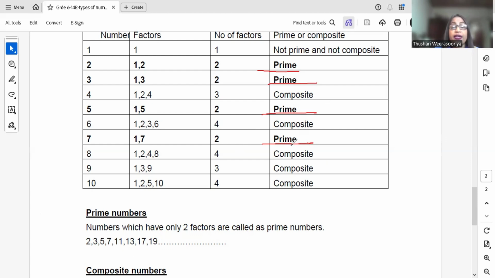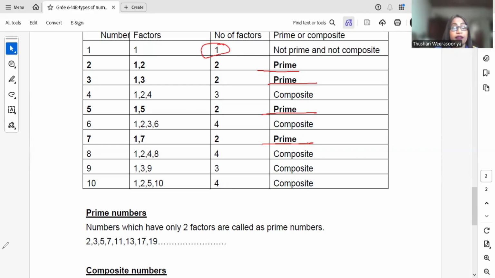Now we'll see the composite numbers. Composite numbers have more than two factors. One is neither prime nor composite because one has only one factor. If a number has more than two factors, look at this, 4 has 3 factors. So that is composite. 6 has 4 factors, that is composite. 8, 4 factors, likewise, we can identify the composite numbers, right? Is 1 prime? No. Is 1 composite? No. Right? 1 is a special number, neither composite nor prime.